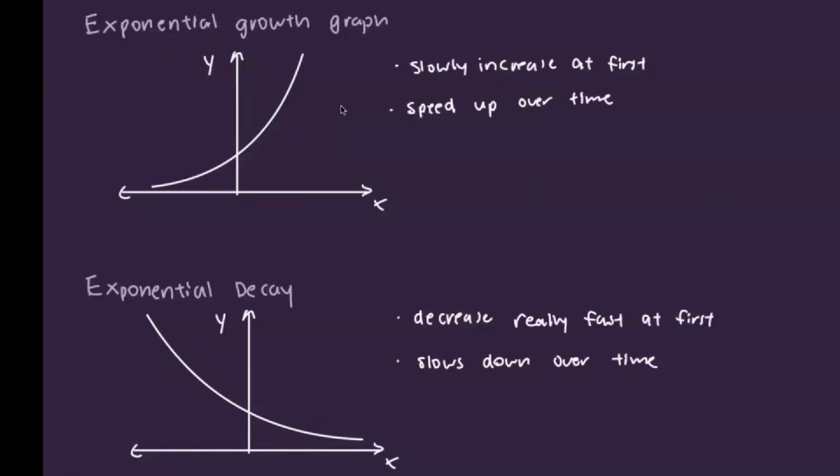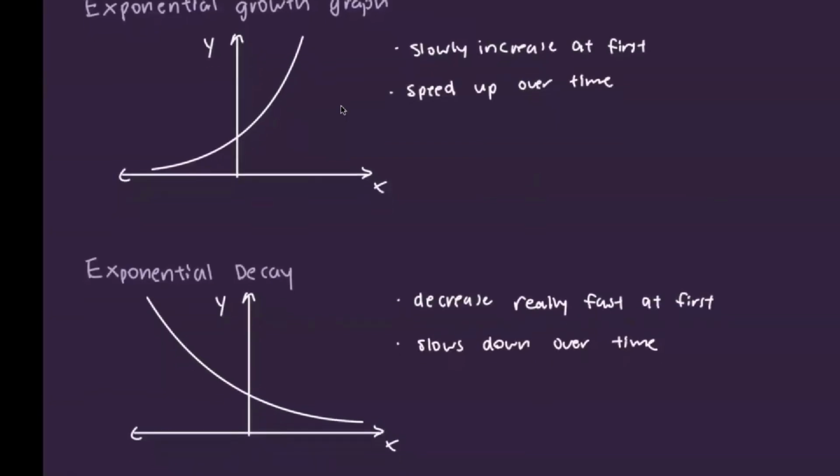Now, the only difference between exponential decay and exponential growth is the graph and that the growth value, the B, the growth value is less than 1. Growth factor is less than 1.